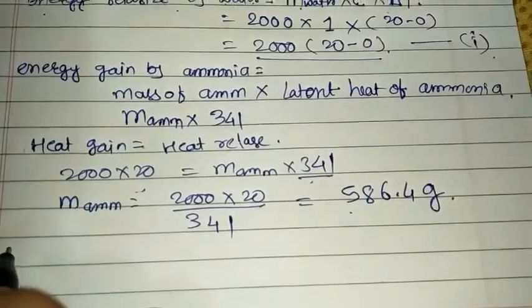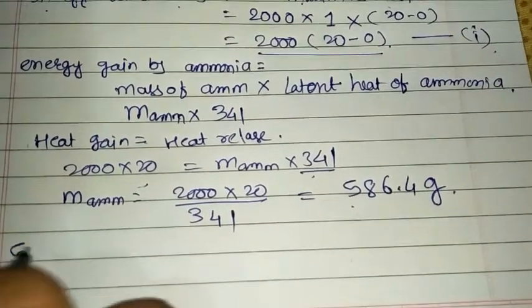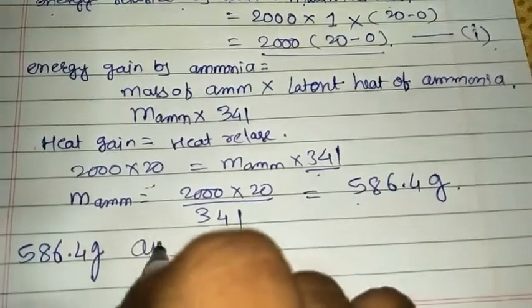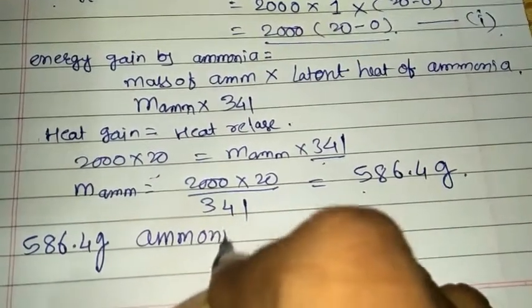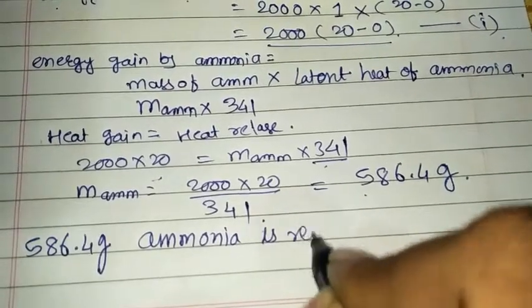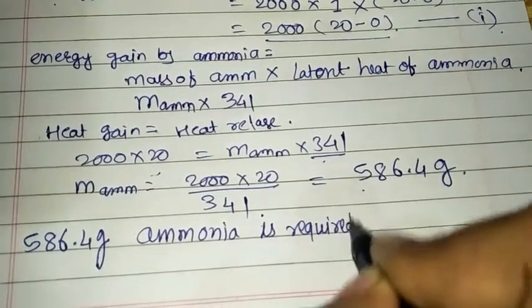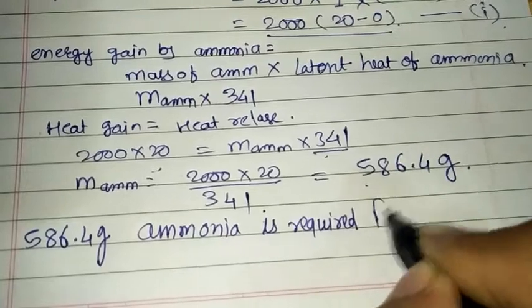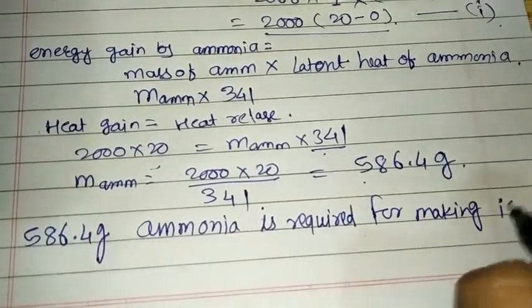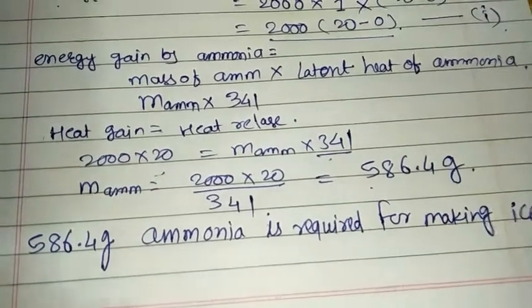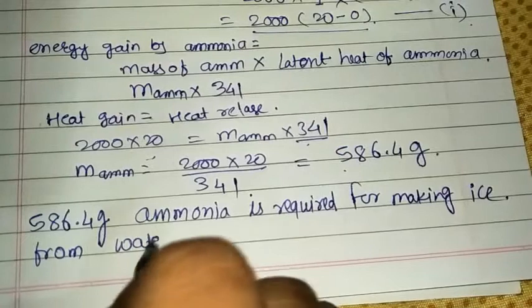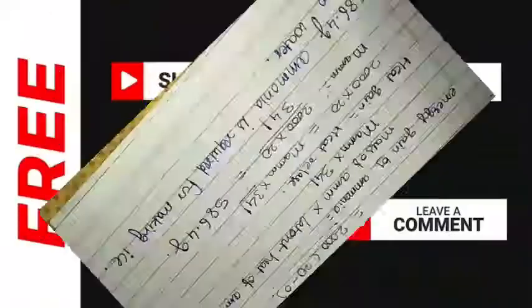Now in the result, what you are going to write down is: 586.4 gram of ammonia is required for making ice from water. Okay, students?